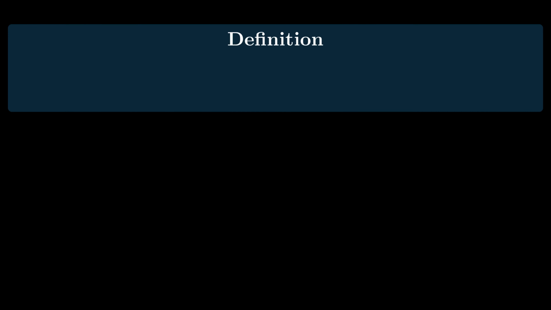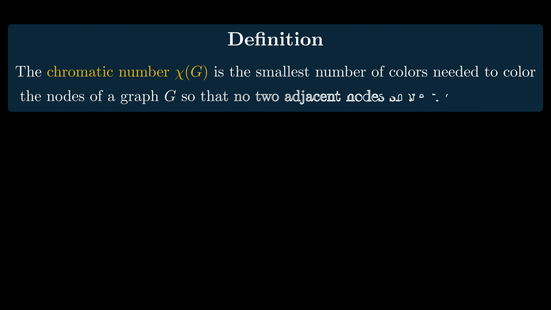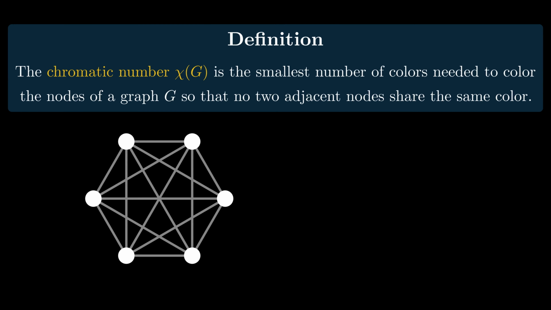And for this we need only one simple definition of a very famous number in graph theory. Many problems in graph theory involve coloring of graphs, and a famous number in this context is the chromatic number of a graph. The chromatic number is the smallest number of colors needed to color the nodes of a graph so that no two adjacent nodes share the same color. In this complete graph we can color for instance one node in red, and then we realize that there are still nodes with the same color in this graph that are adjacent to each other.